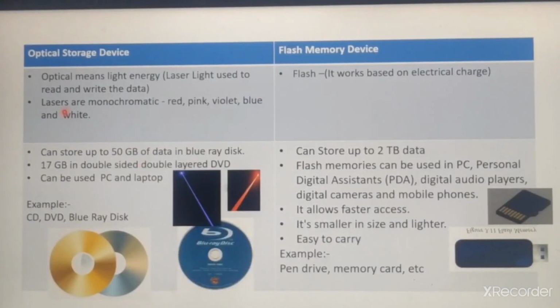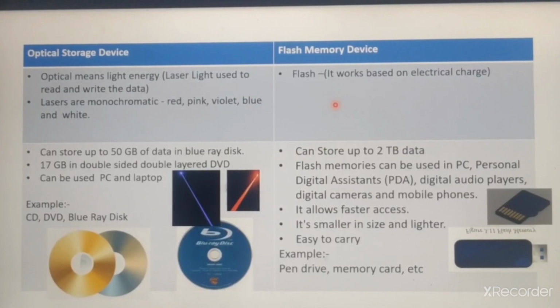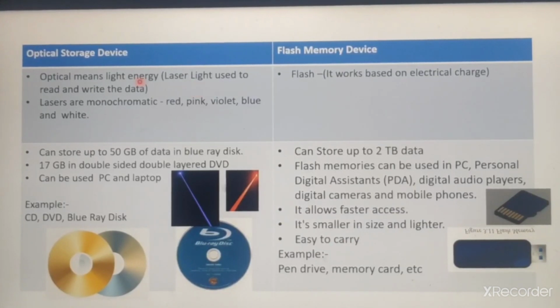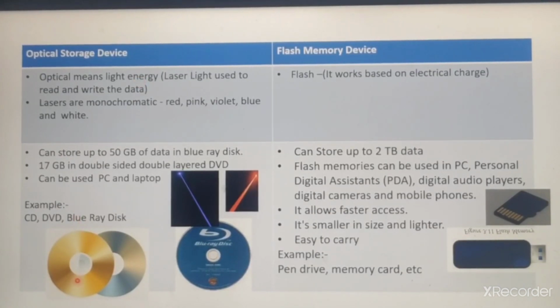Now we can see the difference between optical storage devices and flash memory devices. First let's see optical storage devices. Why is it called an optical storage device? Optics means light. By using laser light we can read and write information on CD, DVD and Blu-ray disc. By using red laser light, we can read and write information on CD and DVD. By using blue laser light, we can read and write information on Blu-ray disc. So it is called a Blu-ray disc.